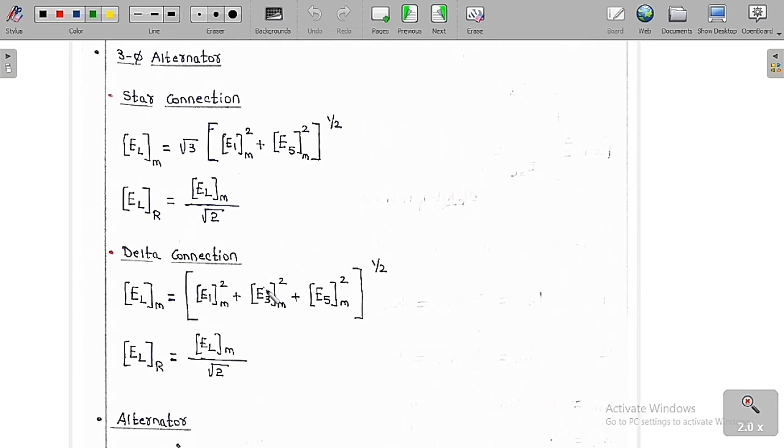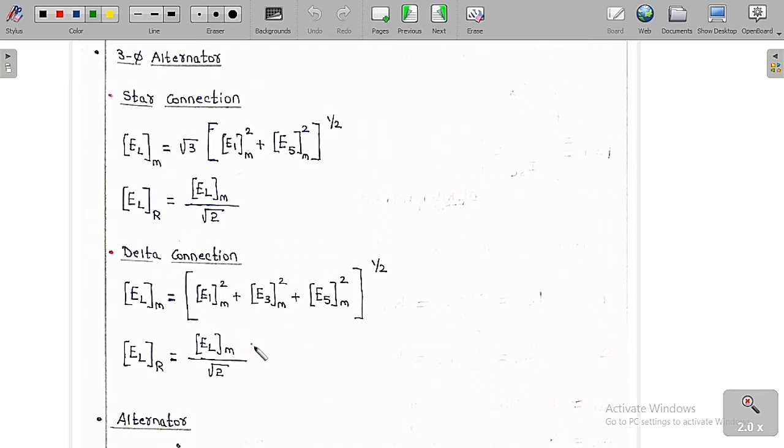Whereas in the delta connection, yes, there will be a third harmonic component. Because delta means there is a closed path, and whenever there is a closed path, the third harmonic component is going to flow. So therefore, EL is equal to under root over E1 square plus E3 square plus E5 square. Take all the maximum values. If you want the RMS value, divide the maximum value by root 2. This is the point that I am trying to tell you from the starting onwards.